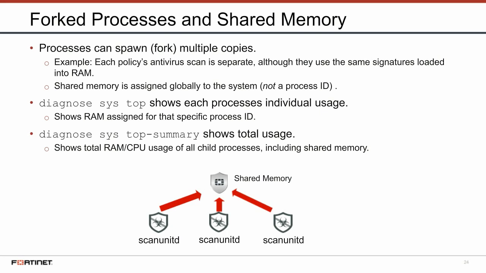Forking is when the operating system makes multiple copies of a process in order to subdivide processing load or handle multiple similar tasks. If Diagnose sys top shows scan unit D running 3 times, Diagnose sys top-summary would show one entry with an X3, meaning it was forked 3 times. But Diagnose sys top-summary shows that all scan unit D processes are using 12 megabytes of RAM, while Diagnose sys top indicates that each scan unit D is using just under 2 megabytes.